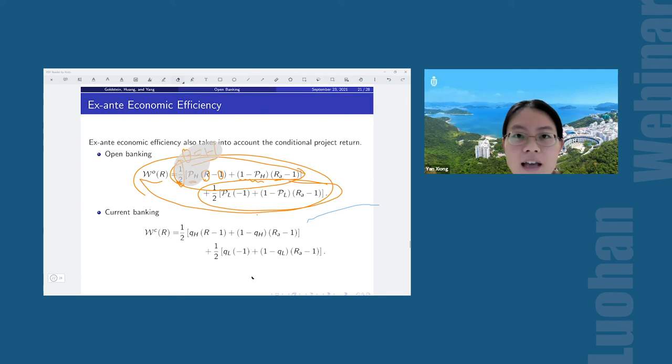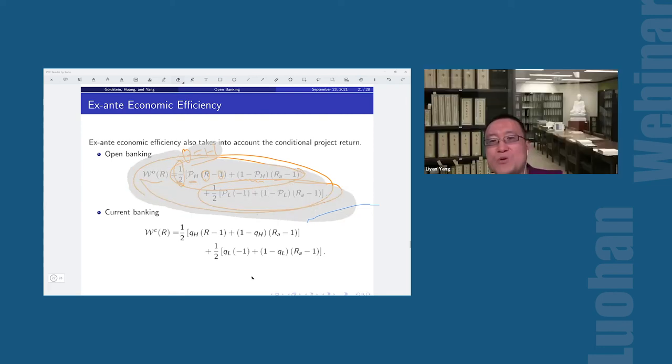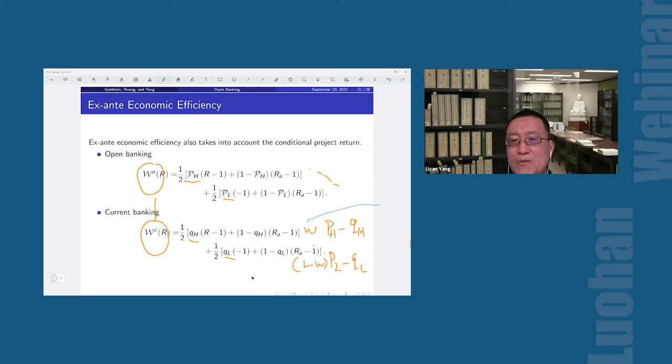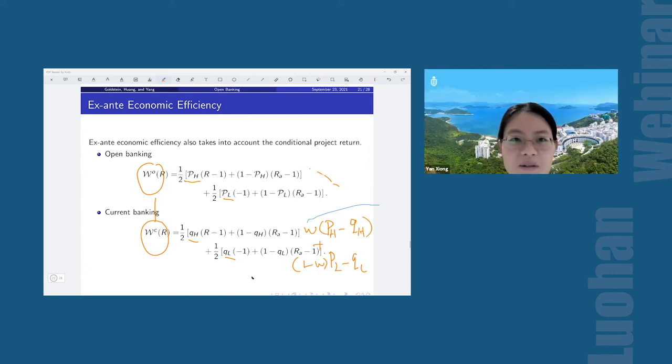How is this related to the two types of efficiency? Yes, it's related to the two types, because if you compare these two and take the difference, you see pH is related to QH, and pL is related to QL. It's a complicated relationship, not very simple, if you think about this welfare. So what you suggest is that we think about pH minus QH, and the other one is pL minus QL, with a weight W and one minus W. Is this something you have in mind?